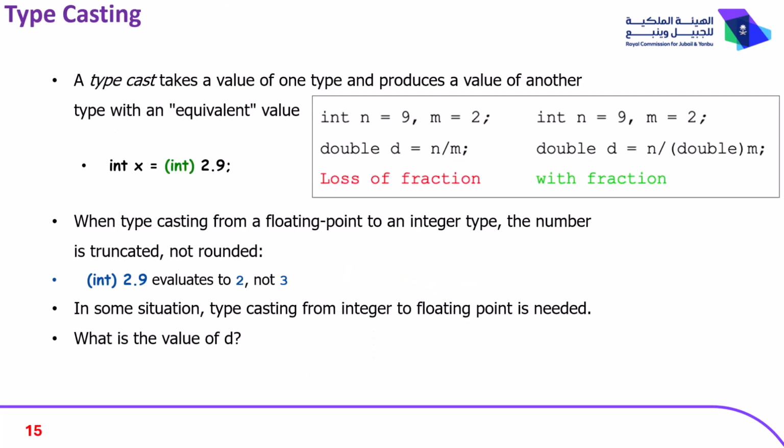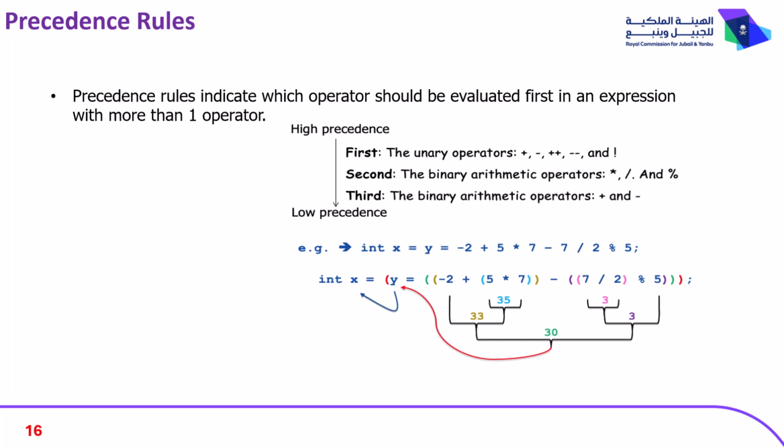Typecasting. Typecasting is a way to manually convert one data type to another. For example, if you cast the double 2.9 into an integer using (int) 2.9, the result is 2. Note that this truncates the number, it does not round it. Precedence rules. Precedence rules indicate which operator should be evaluated first in an expression with more than one operator.